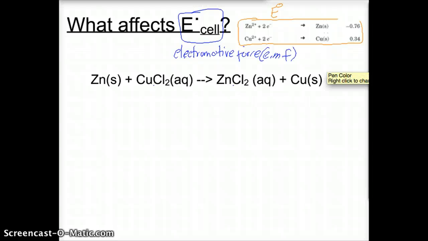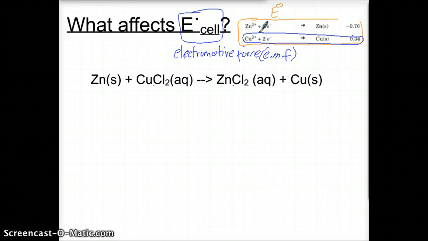First thing I need to do is figure out what's getting oxidized and what's getting reduced. So I can do that one of two ways. I just look at these two values. I know the greater one is going to be getting reduced. So in this case, that looks like it's going to be my copper because this value is larger.